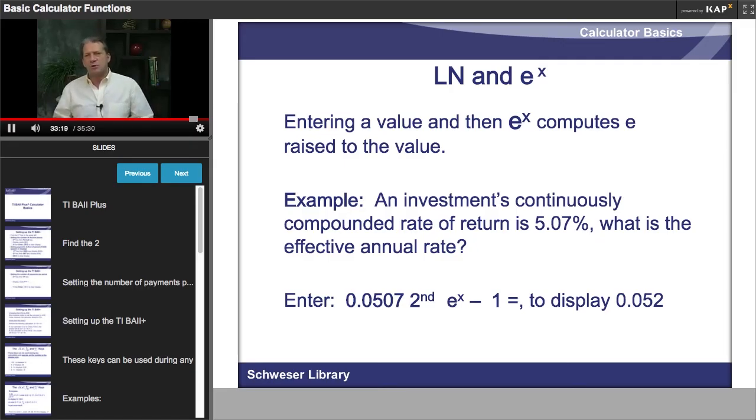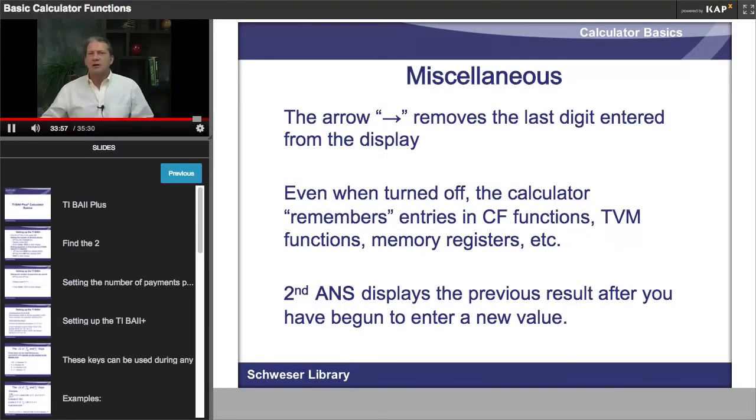Well, it's just the opposite of what we did before. We're going to put in 0.0507. Now, this is the second function above the log key. Hit that e to the x, so second e to the x, minus 1, and that gets us back to our effective annual rate of return. So these only come up in this context that I know of, with continuously compounded rates of return, which are used in continuous time mathematics, foundation to some of our options pricing and things at level 2. So that's why it's in level 1.